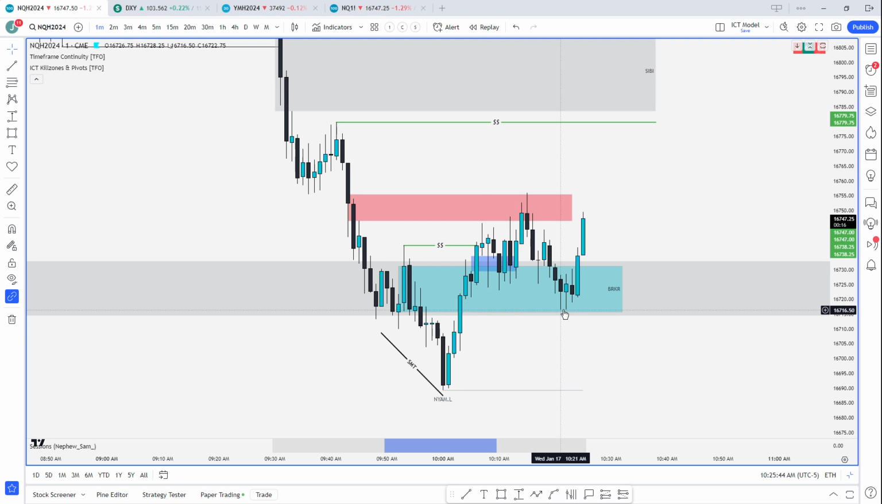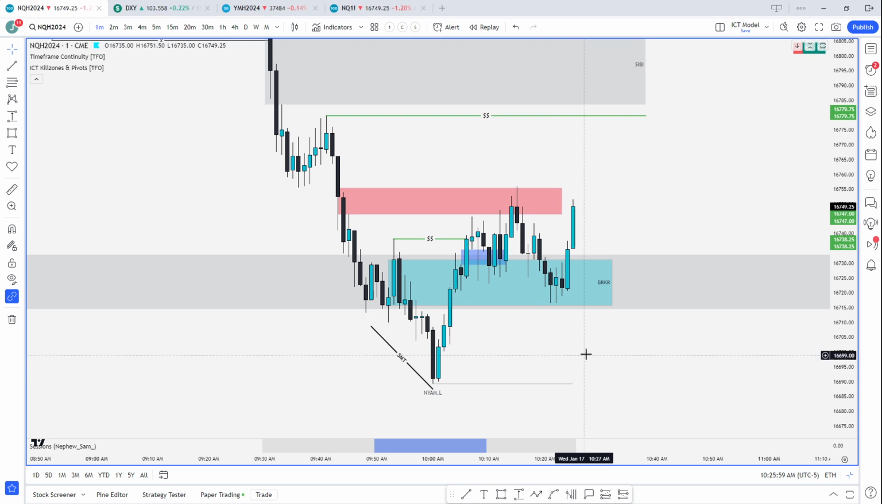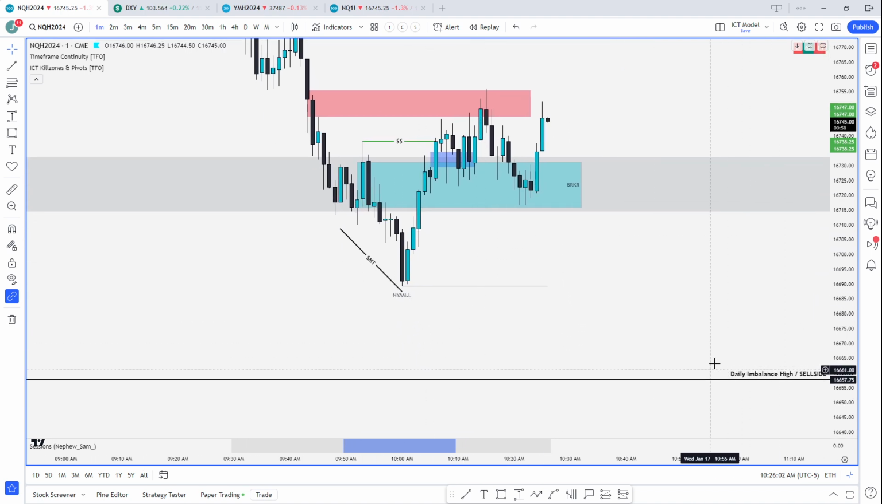This kind of dip lower is only because we have a fair value gap down here. But if you have a breaker and a fair value gap paired up on the premium end, you just want to see it tap into it and trade back up. So yeah, if we were to trade below this breaker, then I would assume we want to hunt for the daily imbalance.